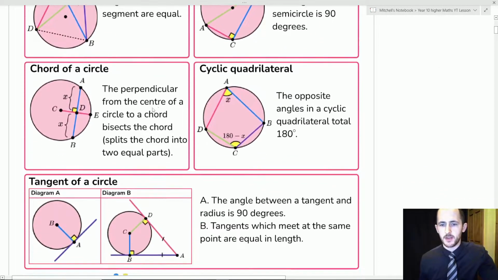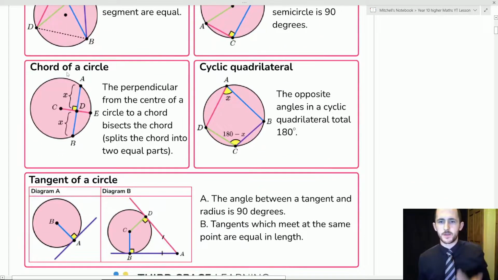The next major one is, honestly, this one doesn't come up that much, but if you have a chord and the radius, they always meet at not only 90 degrees, but they always cut each other in half. So the chord is split in half. Okay, so I'm hoping that's all okay so far.